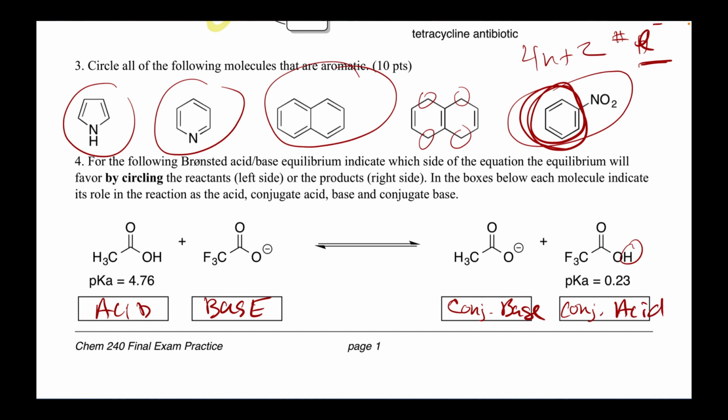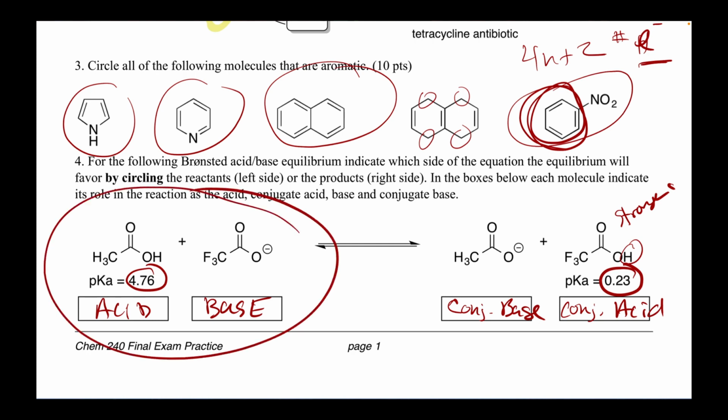But now we have a pKa of 4.76 on the left and 0.23 on the right. So which is the stronger acid? The one on the right. The one on the right, exactly, stronger. So the reaction would favor equilibrium towards the left side, the more stable side, lower energy. Exactly. So could you rationalize that without being given the pKa numbers?